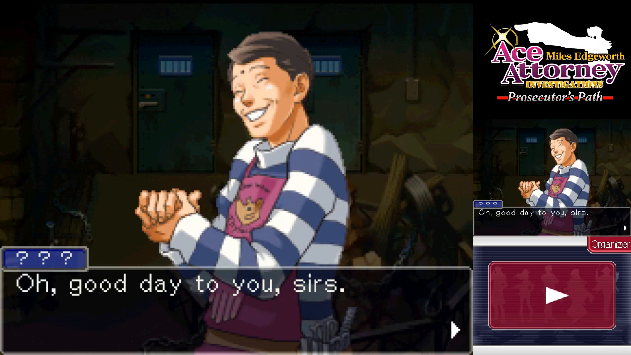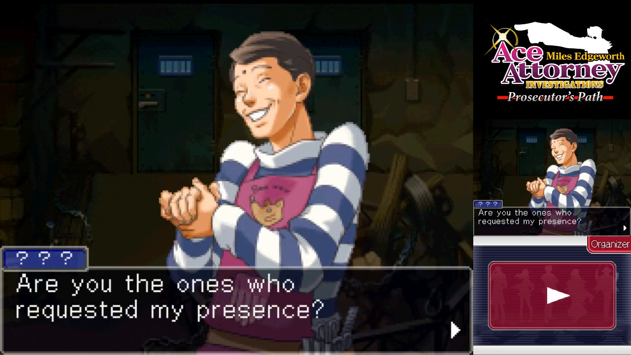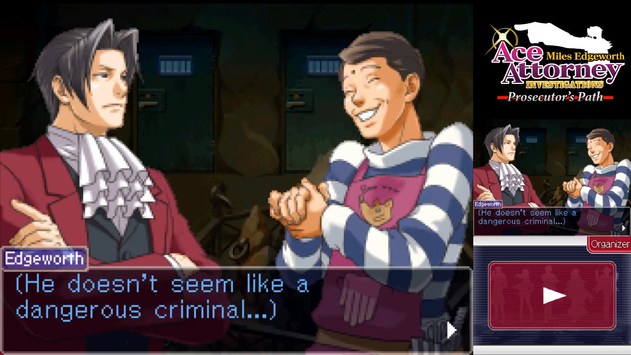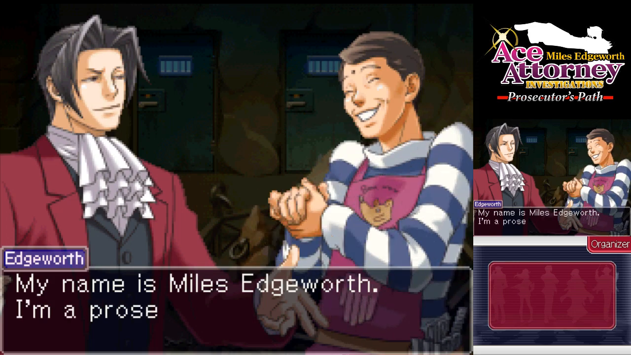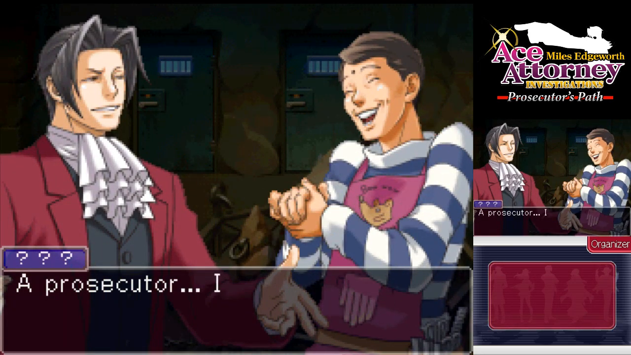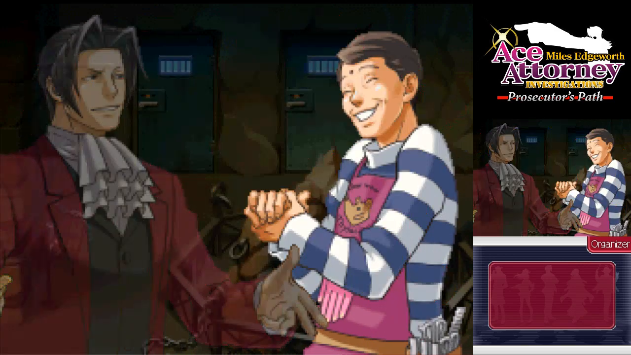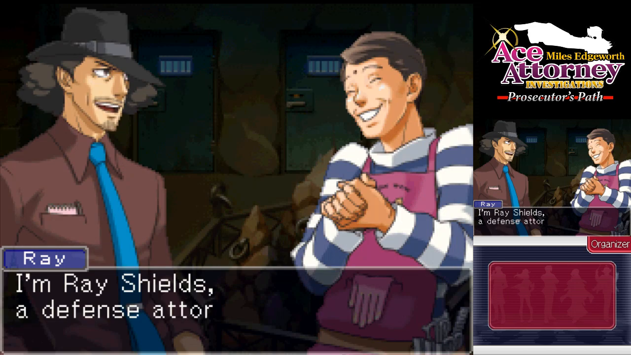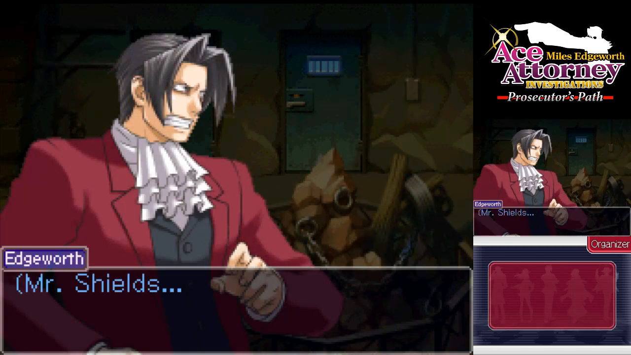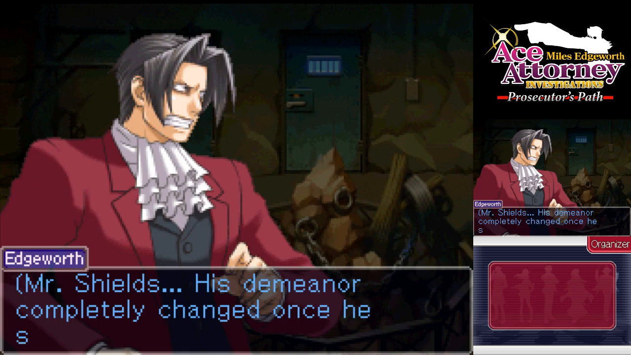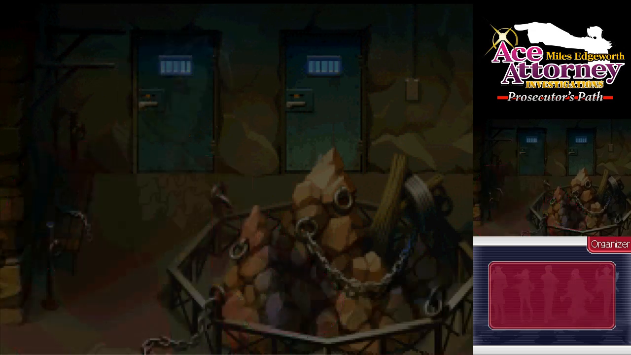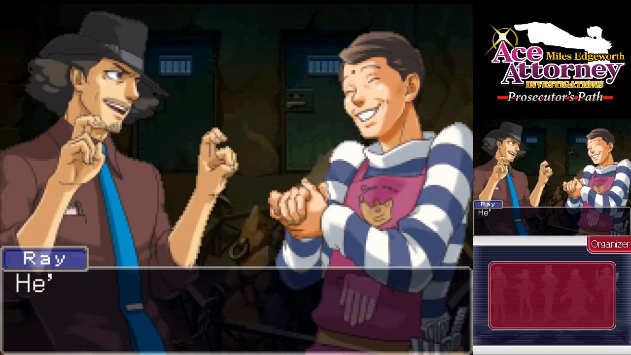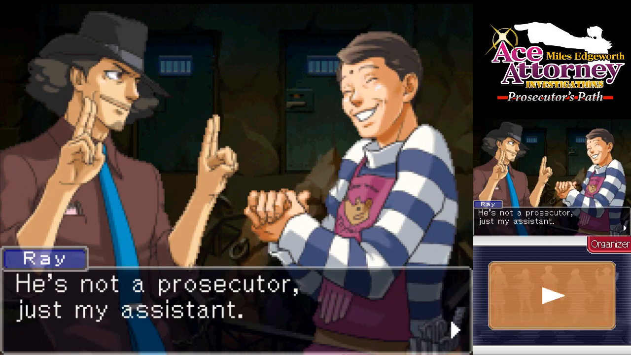Oh, good day to you, sirs. Are you the ones who requested my presence? He doesn't seem like a dangerous criminal. My name is Miles Edgeworth. I'm a prosecutor. A prosecutor, is that right? Hold it. I'm Rafe Shields, a defense attorney. Mr. Shields, his demeanor completely changed once he saw who we were dealing with. Sorry about that. My assistant says strange things sometimes. He's not a prosecutor, just my assistant.